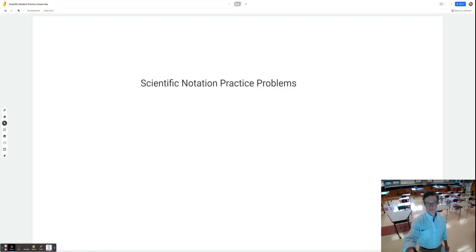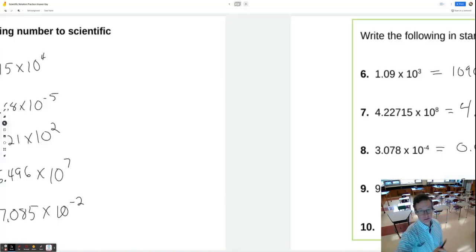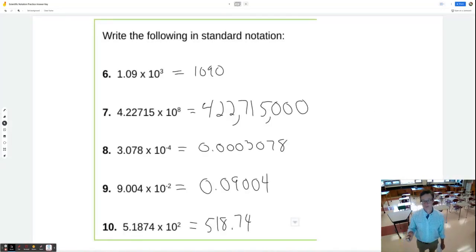So here's the first slide. These are just converting standard notation to scientific notation. I'll leave that up for a couple of seconds. You can pause here. And here's the next slide. This is converting from scientific to standard. Pause here.